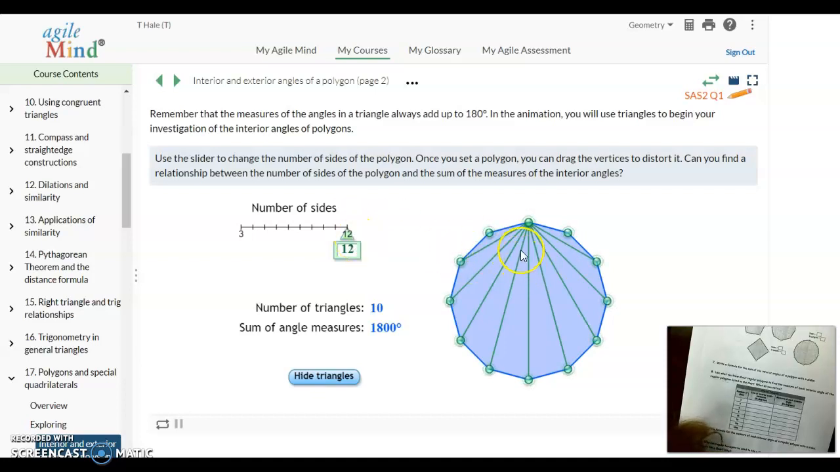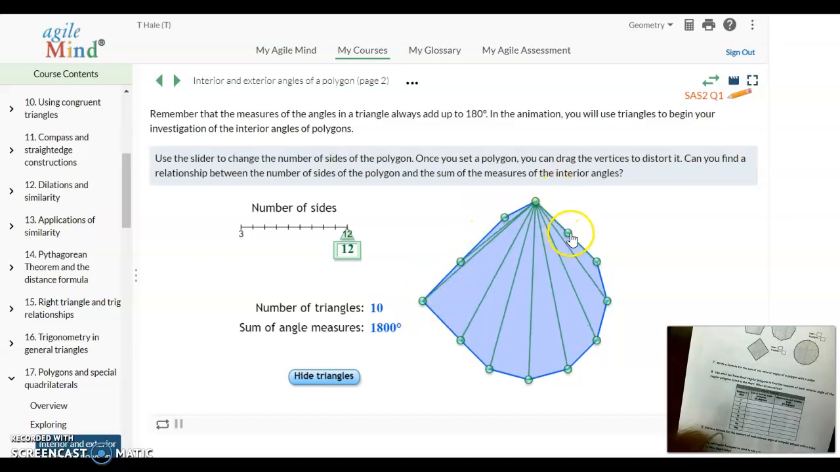All right, so the number of triangles should be the number of sides minus 2. So we should have 10 of them. 1, 2, 3, 4, 5, 6, 7, 8, 9, 10. Good. And each one of those triangles has 180 degrees. So the sum of all of the interior angles of a dodecagon is 1,800 degrees. Again, that's going to be the same with an irregular dodecagon too, not just regular ones.